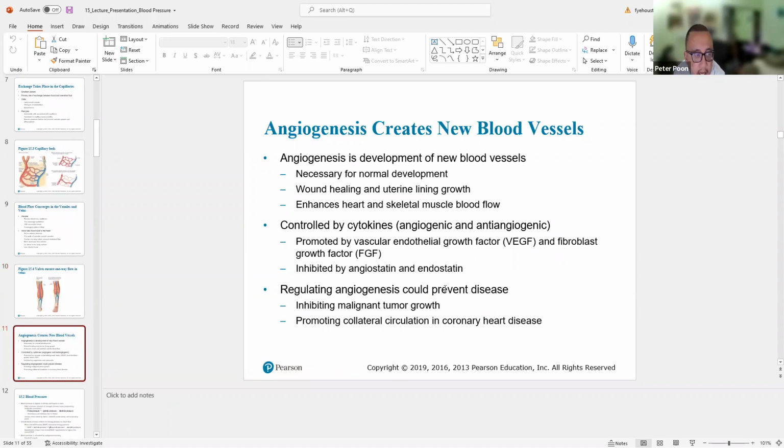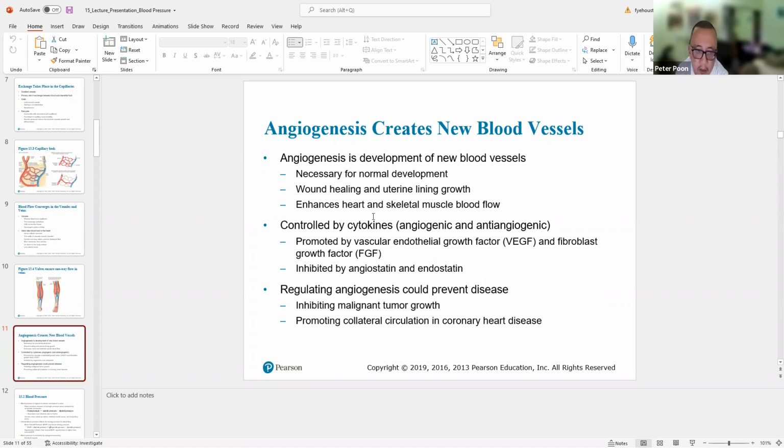All right. Definitely an important concept, angiogenesis. Angiogenesis creates new blood vessels. This is necessary for normal development. As you get bigger, obviously you need more blood vessels. You also need it for wound healing and uterine lining growth.